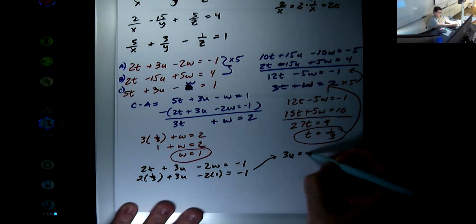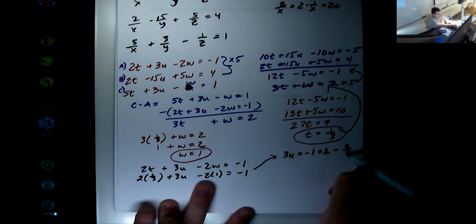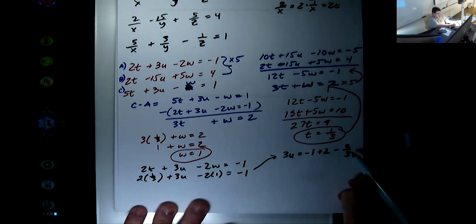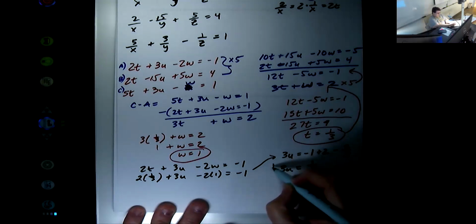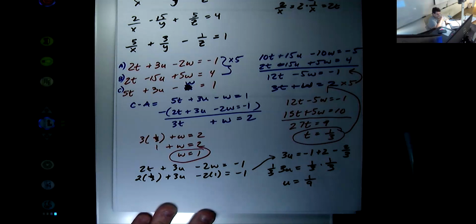3u equals -1 plus 2 and then minus 2/3. -1 plus 2 is 1, minus 2/3 is 1/3. 3u equals 1/3. Multiply both sides by 1/3 to get rid of the 3, and we get u equals 1/9. But we didn't start with t, u, and w, so we're not gonna end with t, u, and w.